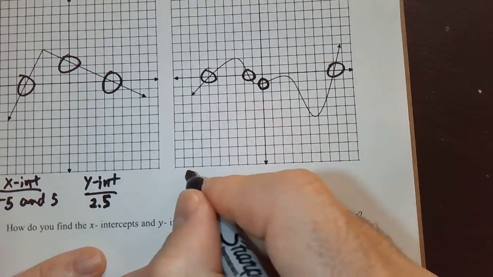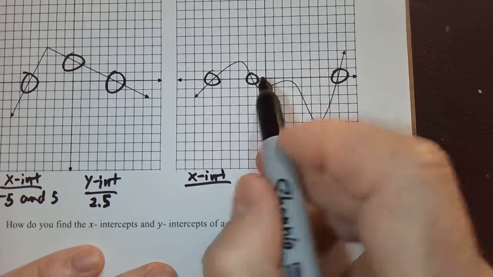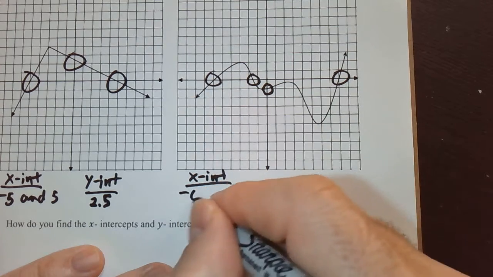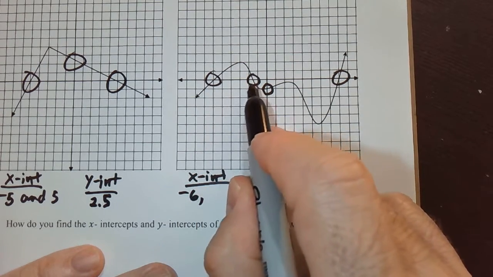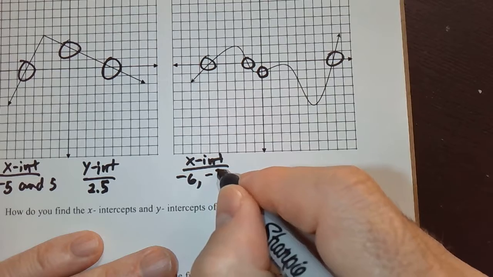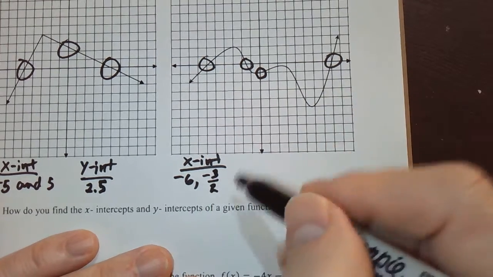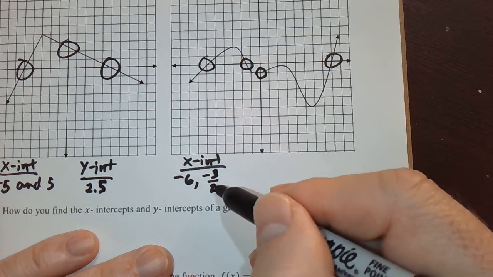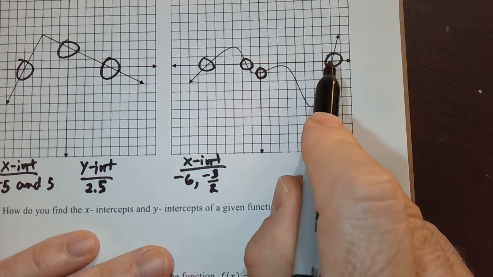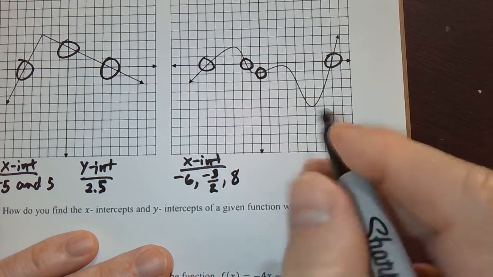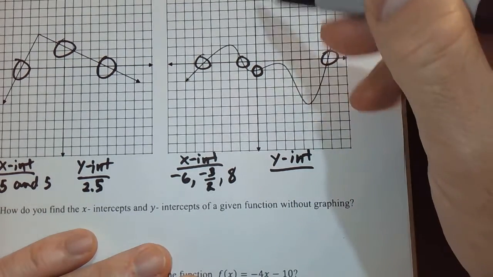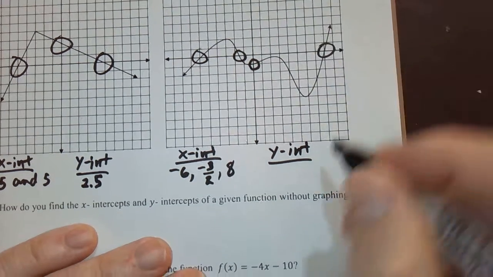3 x-intercepts I will write as negative 1, 2, 3, 4, 5, 6. Negative 6. That looks roughly between negative 1 and negative 2. I'm going to call it negative 1.5. Maybe I'll use a fraction on this one. Negative 3 over 2. Negative 1.5. And the third one is 1, 2, 3, 4, 5, 6, 7, 8. Positive 8. And then for the one y-intercept, where does it cross the y-axis? Right there at negative 1.